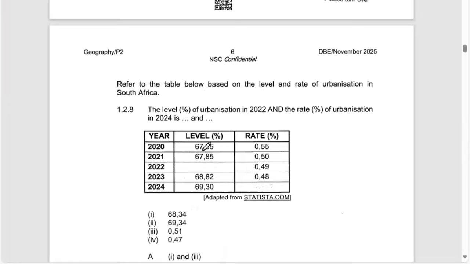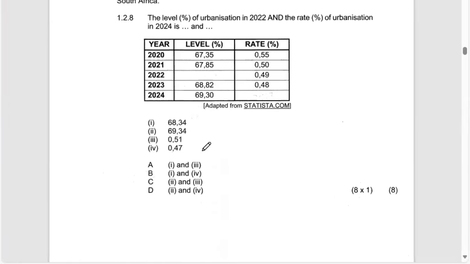Right, we'll move on to the next question, number 128. Number 128 is saying, refer to the table below based on the level and rate of urbanization in South Africa in 2022, and the rate in percentage of urbanization in 2024 is, we're supposed to figure out this. We're supposed to calculate this. How are we going to calculate that?